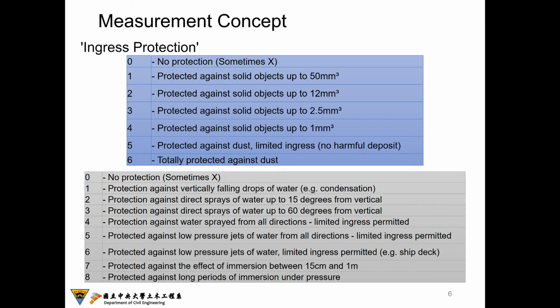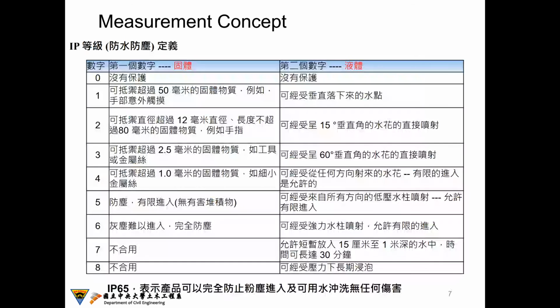Okay, because some sensors will only be installed indoors, so we don't need a very high level of IP, maybe only IP 5, 6 is enough. But for outdoor monitoring, the level should be higher than 6, 7. Okay, so this is the spec you need to know before you choose the sensor. Okay, this is in turn in the Chinese.